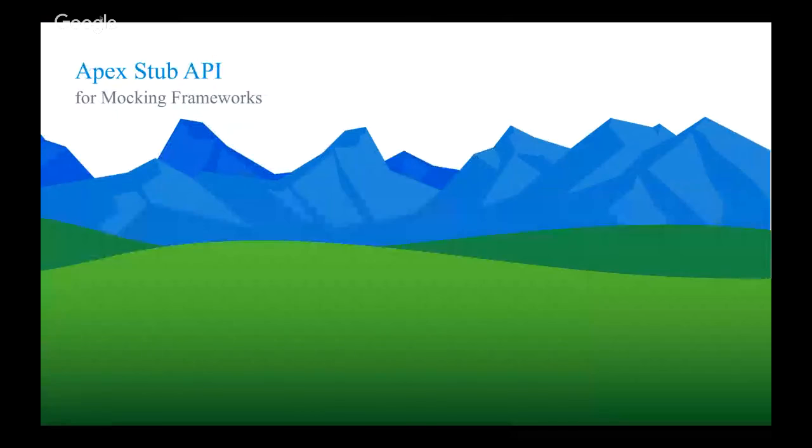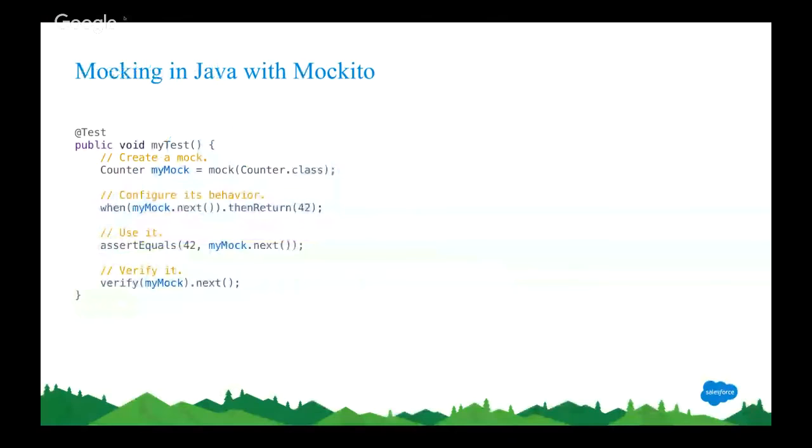So we're going to talk about the Stub API first and its use in mocking frameworks. I want to kick right into an example. This is Java code that's written with Mockito. At the top, we're going to create a mock of Counter. It's really important that it's creating a mock of the Counter class, and it actually instantiates it directly as a Counter class. So it's not an implementation of it, it's the actual class.